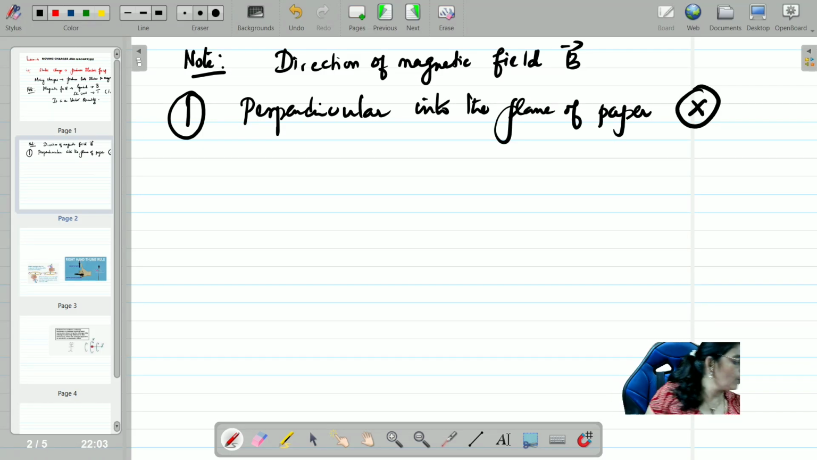So that means when you take a paper, this is the plane of the paper I have taken. In this plane of the paper, the plane is like that. Now, perpendicular into the plane of the paper, you look at the pen. This is called perpendicular into the plane of the paper. Into the third axis, z axis, negative z axis.